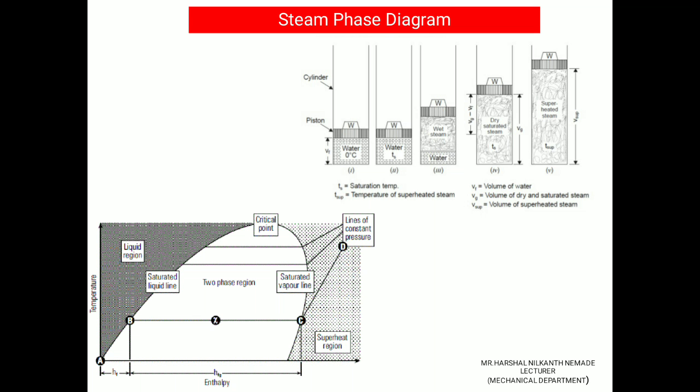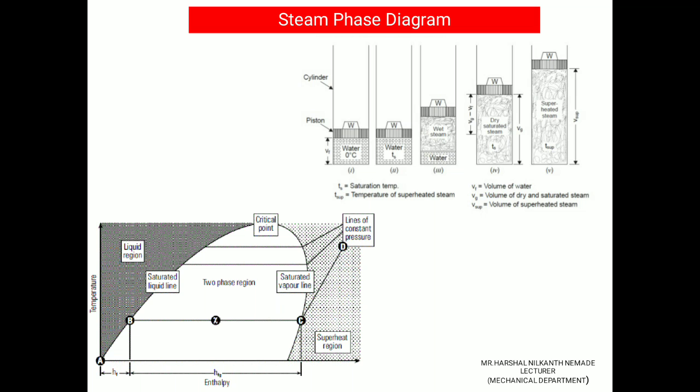Now this is a steam phase diagram. You may see in one container, a cylinder, there is a water. On the water there is one piston. As I heat the water, it is getting heated and converted into wet steam. After wet steam, in third stage, the water is converted into dry saturated steam, and slowly it will get converted into the superheated steam. See the graph which is given.